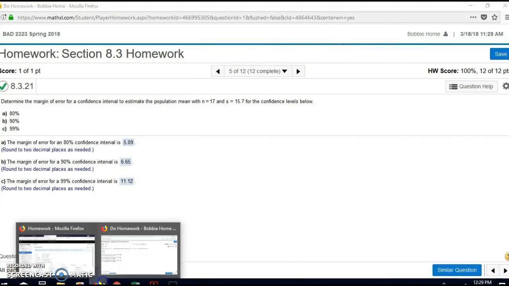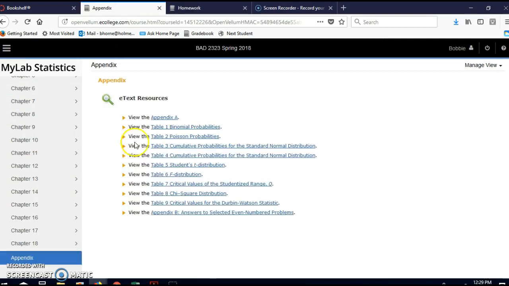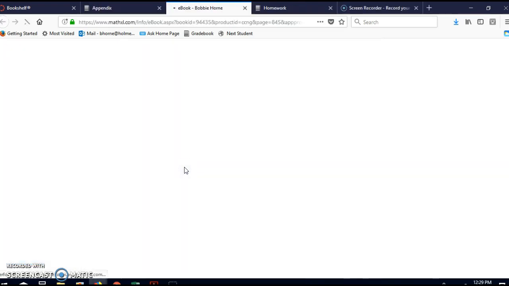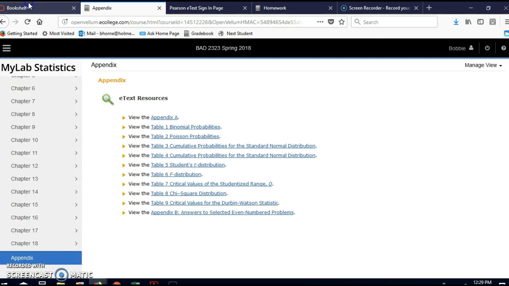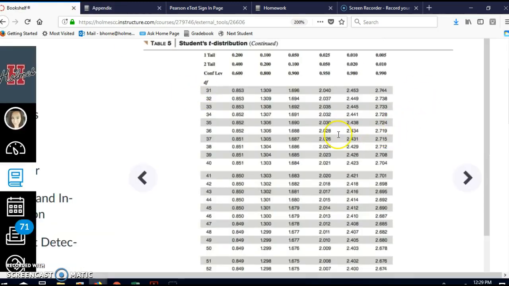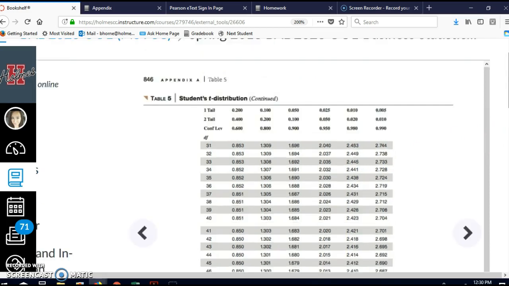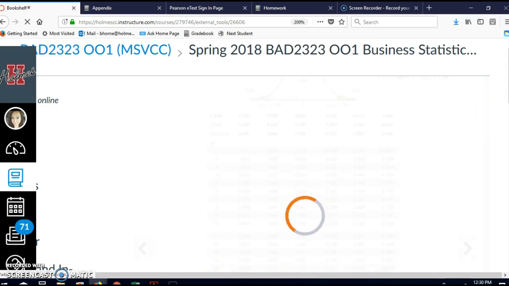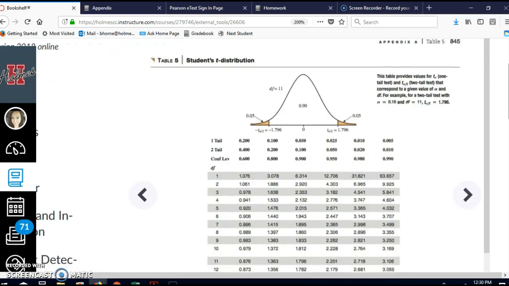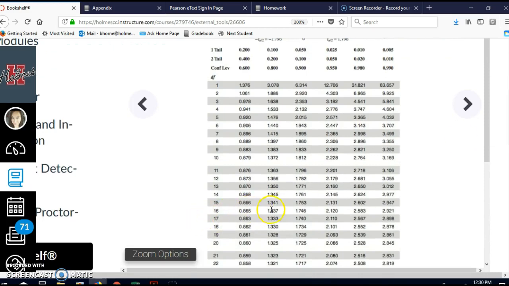If you go to your textbook, into your appendix, go to your table of contents, and click on your t-distribution, and look at your degrees of freedom, and we want 80%. Go to your bookshelf and do it. You want 80%, and we want degrees of freedom of 16, so we're going to have to go back to the previous page. Degrees of freedom of 16 and 80%, we get 1.337.